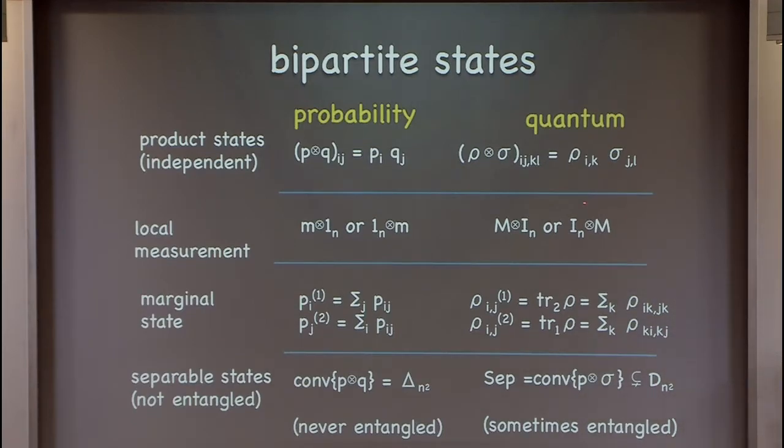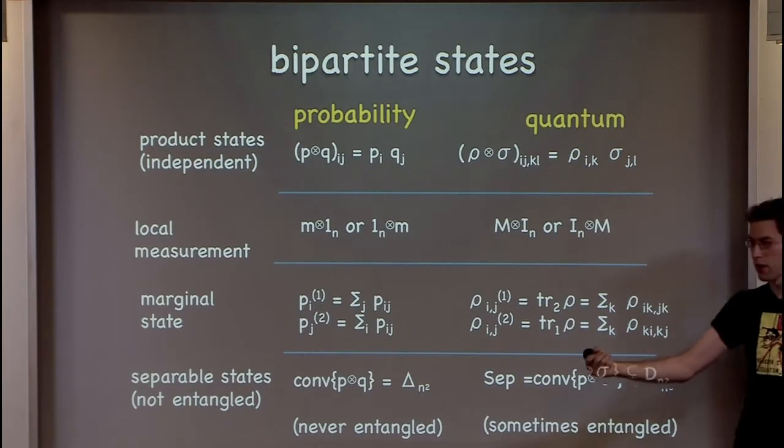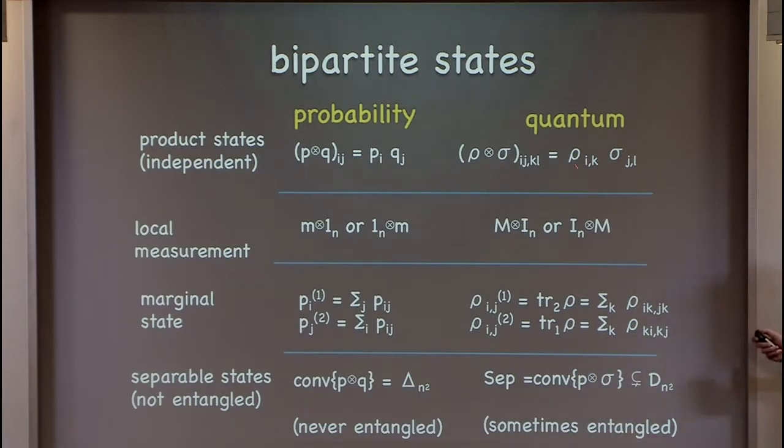So what are the quantum analogs? Very similar. If we have a product state, with one quantum system prepared in one lab that has density matrix rho, and another in another lab with density matrix sigma, then the joint state is just a big density matrix, where the rows are indexed by ij and the columns are indexed by kl, and you just take the matrix tensor product.